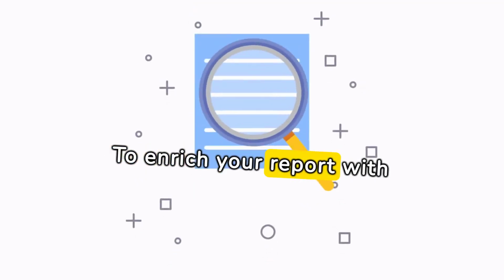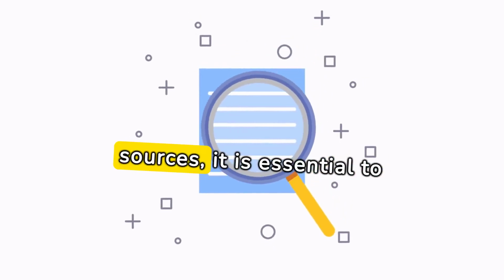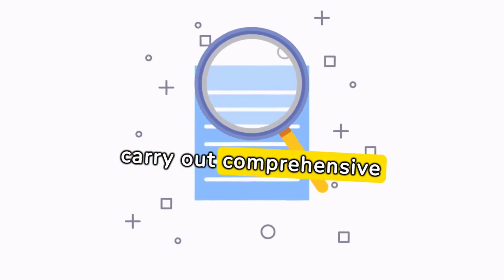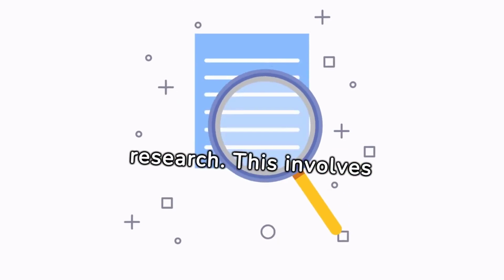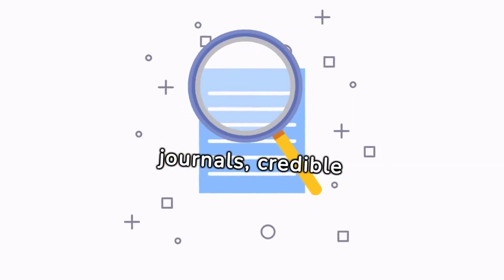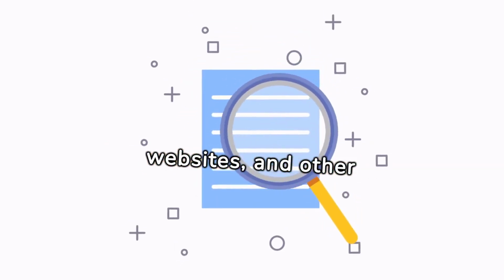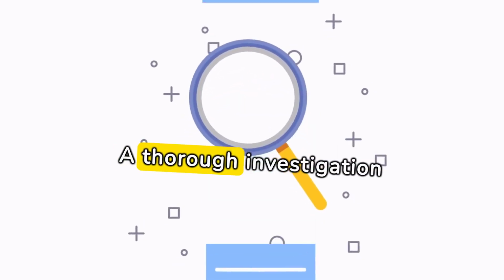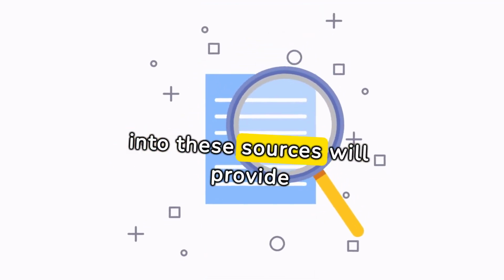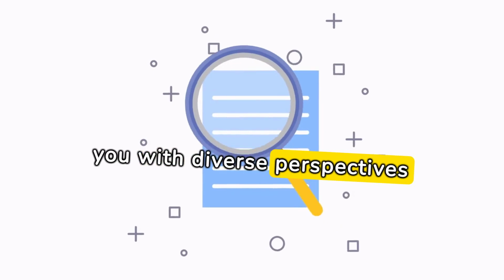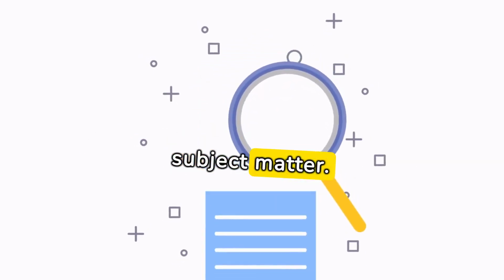To enrich your report with relevant and authoritative sources, it is essential to carry out comprehensive research. This involves exploring books, academic journals, credible websites, and other resources related to your topic. A thorough investigation into these sources will provide you with diverse perspectives and in-depth knowledge about your subject matter.